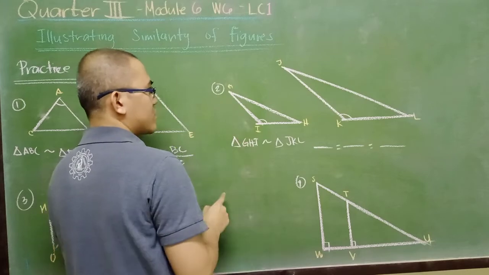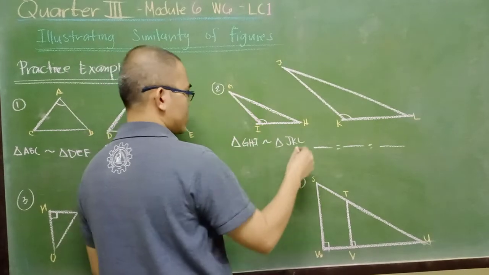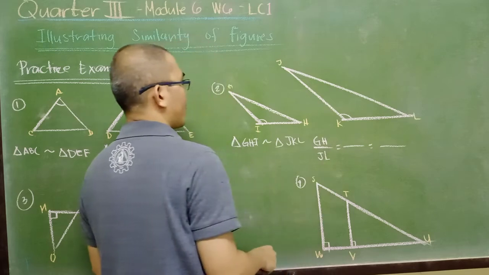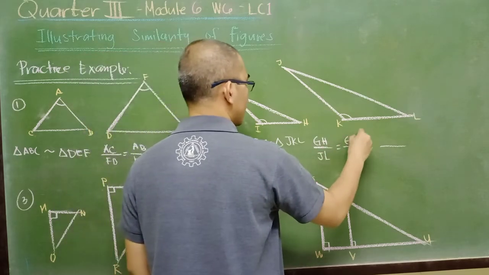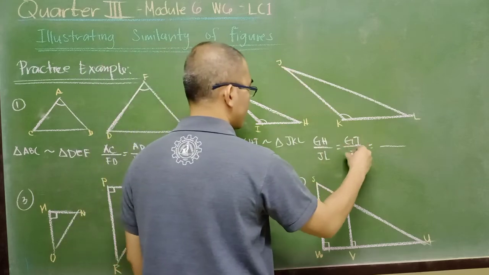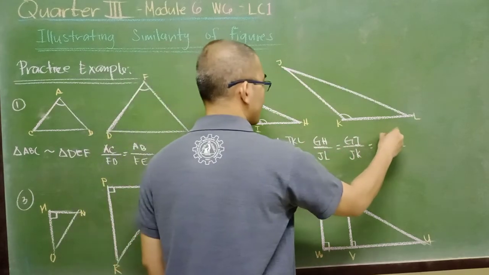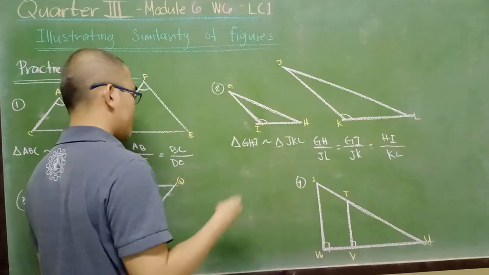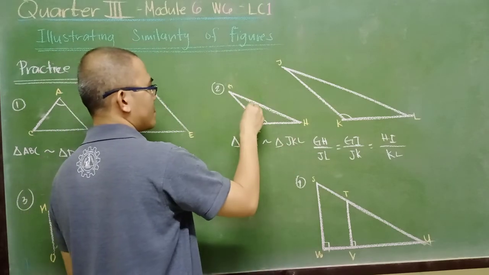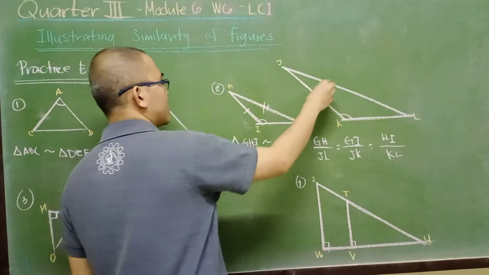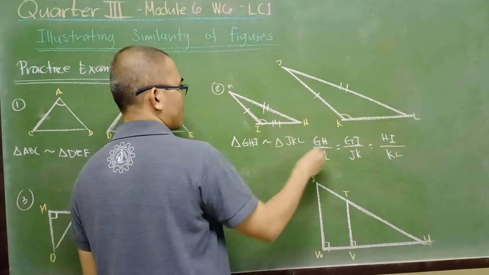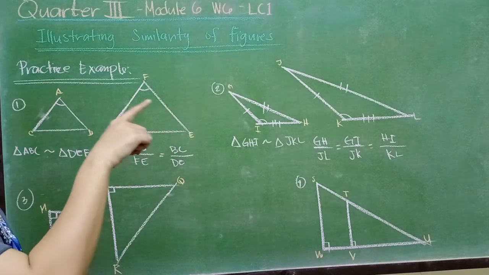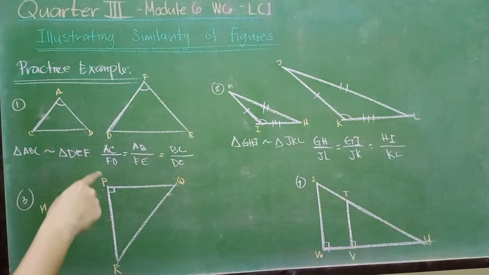Next is number 2. First, let's say HG or GH. GH corresponds to JL. And then GI corresponds to JK. And then HI corresponds to LK or KL. So let's put symbols: this one corresponds to this one, this side corresponds to that side, and the one at the bottom corresponds to this side. The sides with the same number of marks are the corresponding sides.